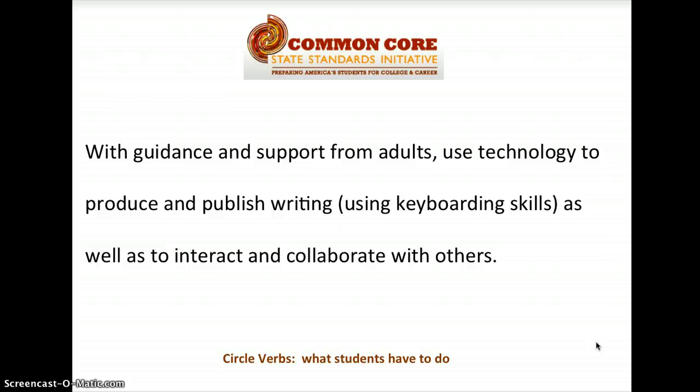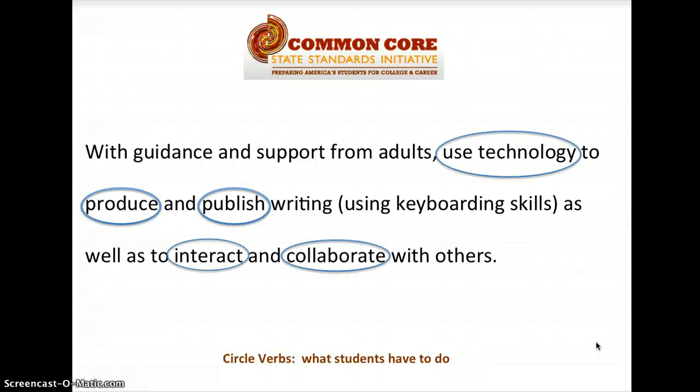When we're unpacking it, the very first thing we want to do is go through and circle the verbs that are actually listed in the standard. The verbs in this case would be what the students have to do. So in this instance, you'll see that they need to use technology, they need to produce, publish, interact, and collaborate.